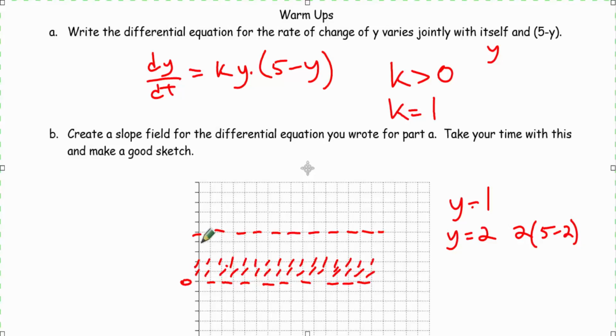Okay, so let's think here. What happens at y equals 3? You get 3 times 5 minus 3, which is 2. So I get another 6, right? So this is 6 everywhere. So the same steepness.